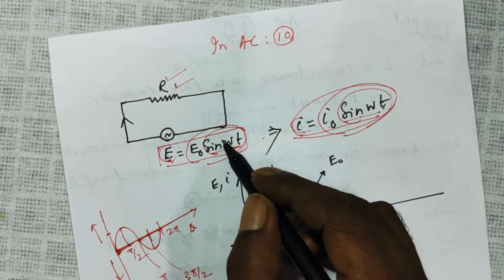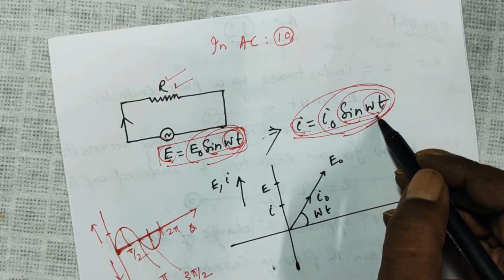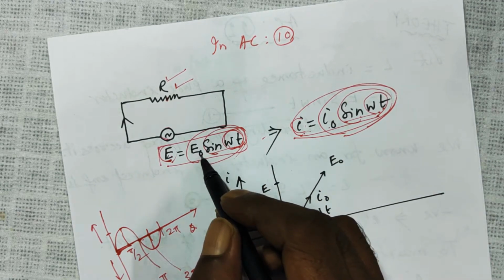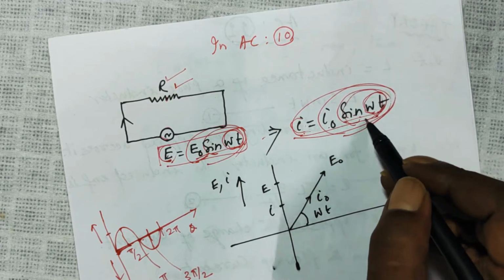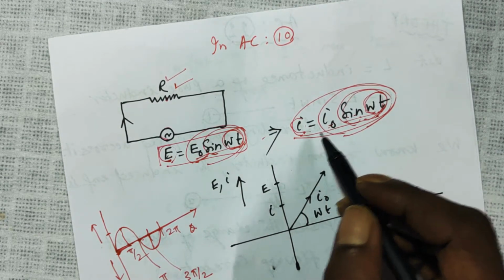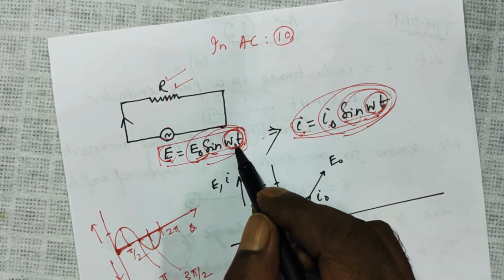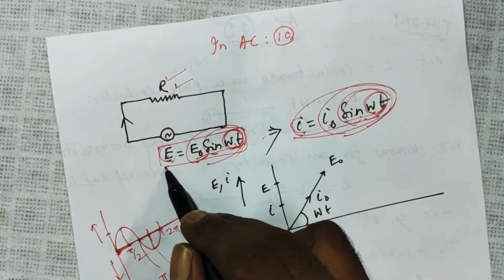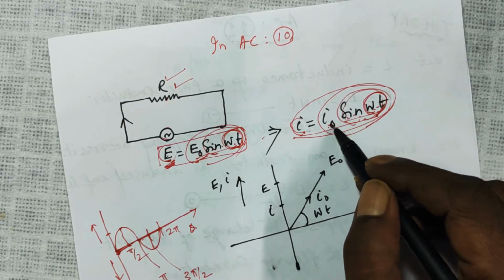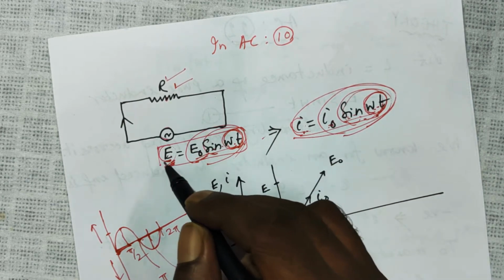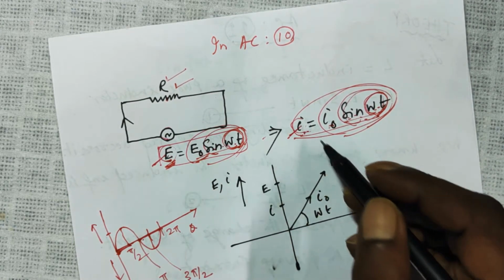That is, when omega t is equal to pi by 2, sine pi by 2, sine 90, that is 1, into E naught is E naught. Sine 90 is 1, into I naught, so I is equal to I naught. Similarly, when omega t is 0, sine 0 is 0, so 0 into E naught is 0, so E is 0. Similarly, sine 0 is 0, 0 into I naught is 0, so I is equal to 0. Means when the EMF is maximum, current is maximum. When the EMF is minimum, the current is minimum.